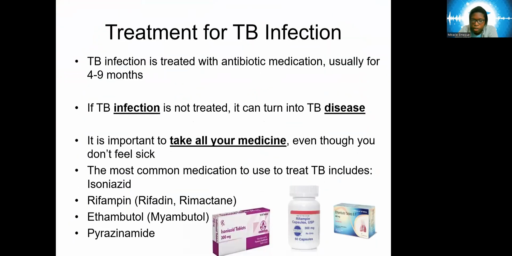Treatment for TB infection. TB infection is treated with antibiotic medication, usually for 4 to 9 months. If TB infection is not treated, it can turn into TB disease. It is important to take all your medicine, even though you may not feel sick. The most common medications used to treat tuberculosis include isoniazid, rifampin, ethambutol, and pyrazinamide. Here are a few of the listed drugs mentioned on the screen.